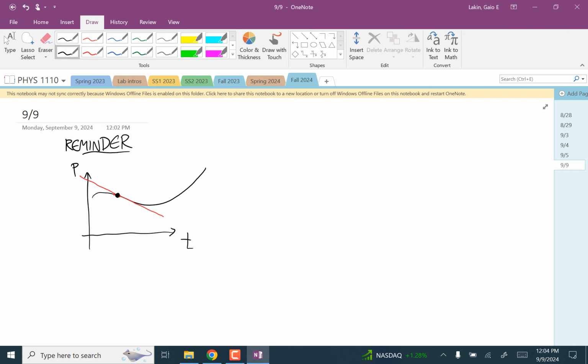And then a line that's like that would be a positive velocity. A horizontal tangent line would be a zero velocity. And a line like that would be a negative velocity. So at the point we're looking at, does that red line have a positive, zero, or negative slope? Negative. So at this instant, the object is moving in the negative direction.